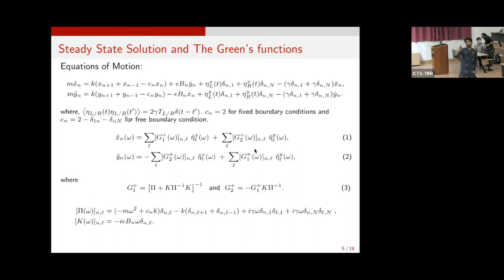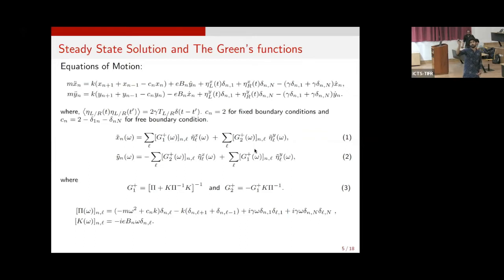And the exact solution basically looks like this, where G is the Green function of the system, and this Green function is basically given by these matrices with these elements. K contains the magnetic field, and the rest contains the spring, the mass and other things. But there is one thing I want you to note here, which is this Cn. This Cn is 2 for all n for fixed boundary conditions, and it is 2 for all n except at the edges, except at the ends, meaning n equal to 1 and n equal to capital N. Capital N is the system size.